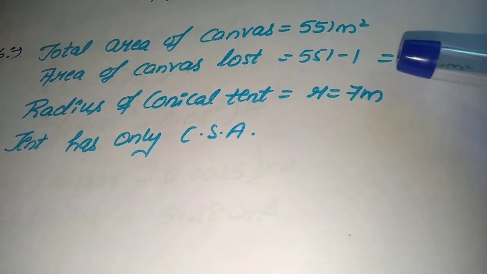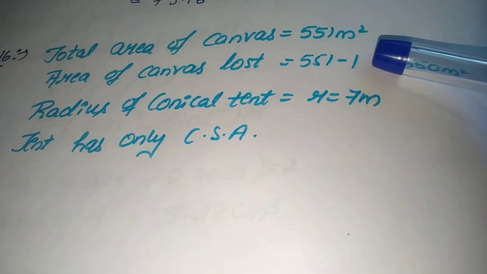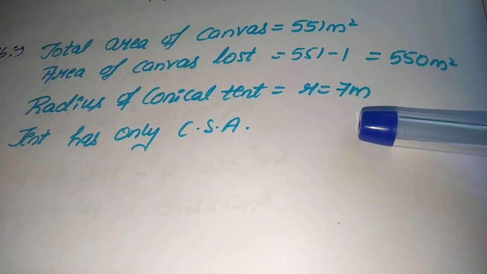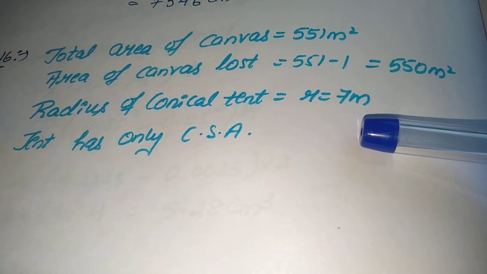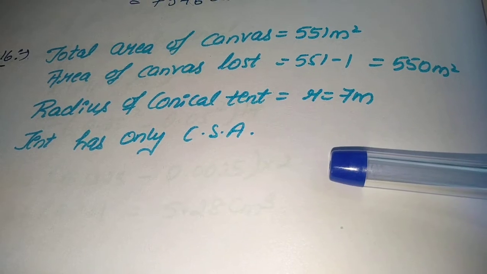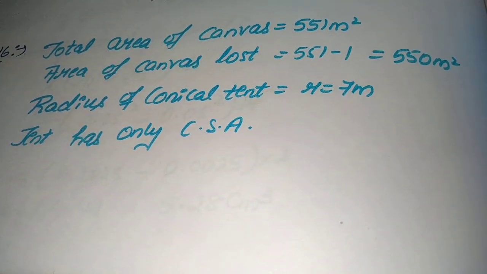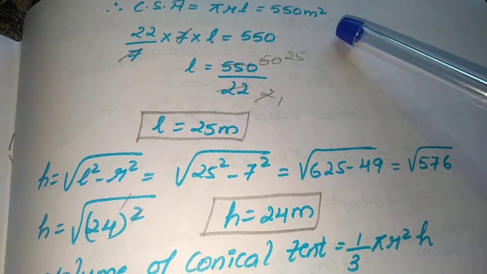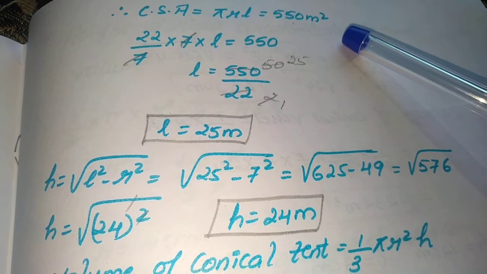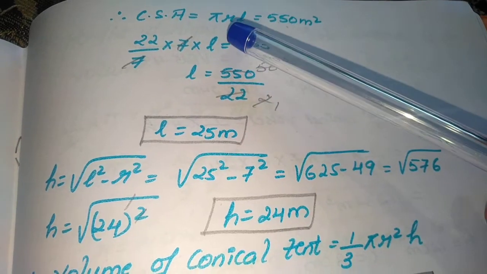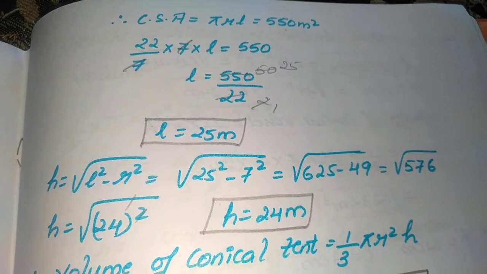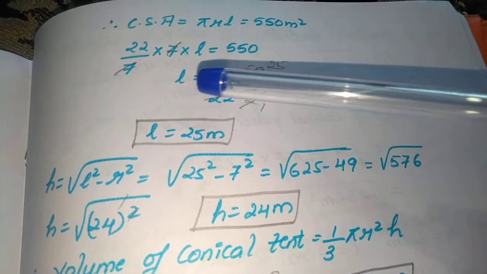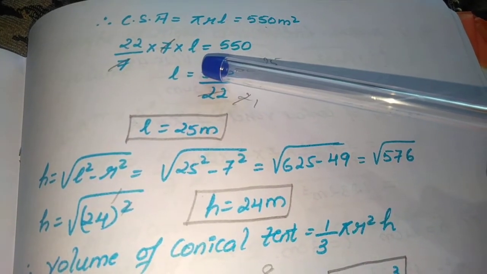So here is the solution for your question, children. Here total canvas was 551, 1 meter was lost, so remaining is 550 meters square. Radius of the tent is 7 meters and the tent has only CSA, we know that. As the tent does not cover the bottom portion, we will take CSA as 550 meters square. CSA formula is pi r L. Okay children, now substitute the values. Pi is 22 by 7, R is 7, 7 gets cancelled. L as it is I have written.